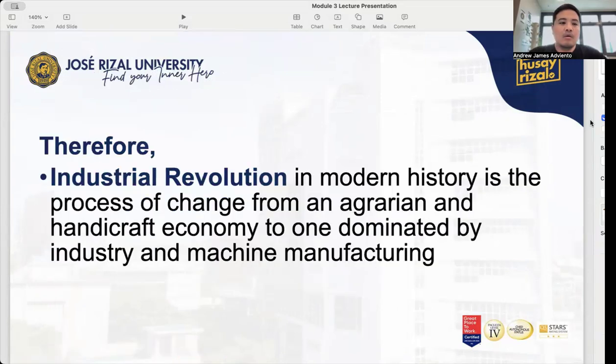As we start, we are going to define the first industrial revolution. So what is the industrial revolution all about? At its core, the industrial revolution was the transition from the agrarian and handicraft economy, where things were made by hand in small homes, to an economy dominated by industry and machine manufacturing. It was not just a change in tools, it was a change in how humanity lives.